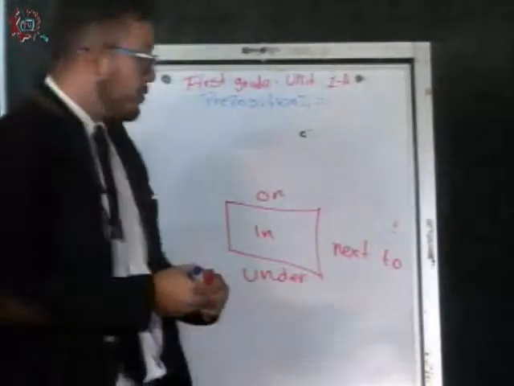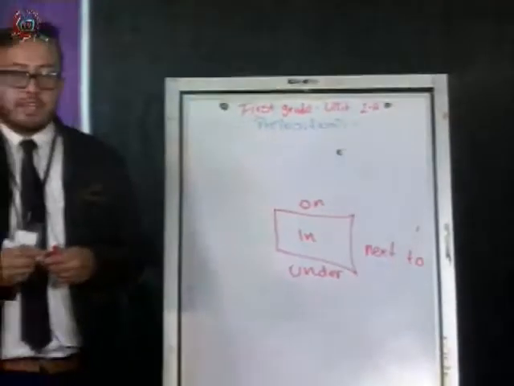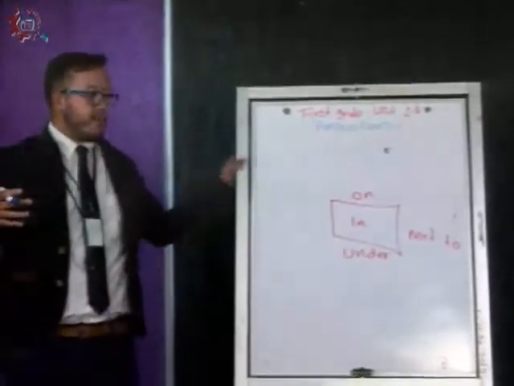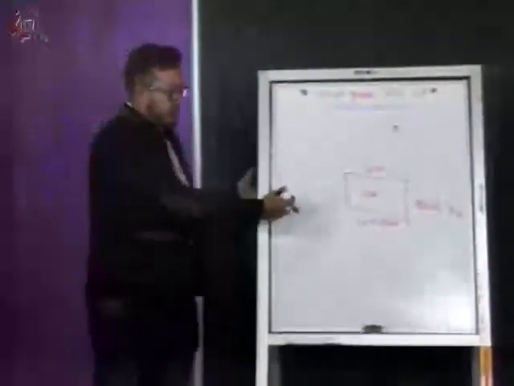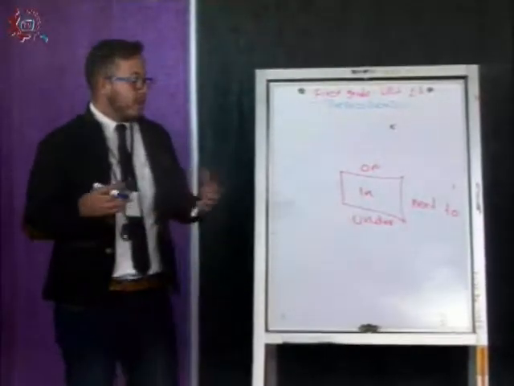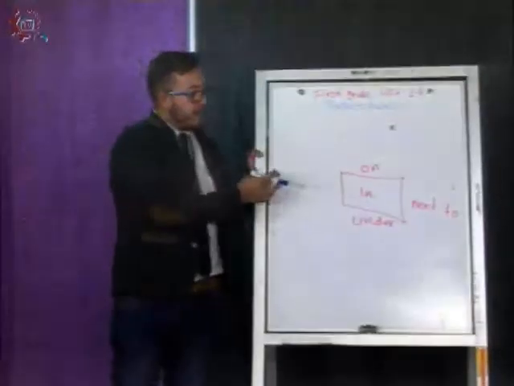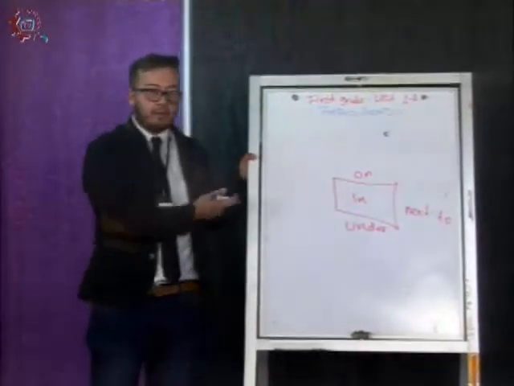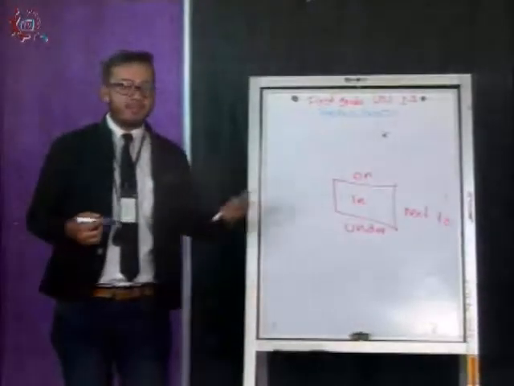Now we're going to continue with next to. We use next to when tienes objetos alrededor tuyo, bueno, al lado tuyo, más bien, al lado tuyo. If you see, I have the whiteboard next to me, all right? So the whiteboard is next to me.